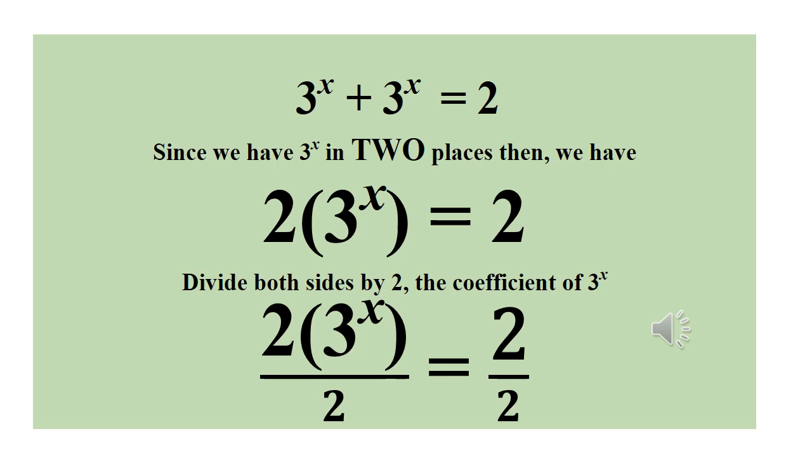Now for question number 2, which we have 3 raised to power x plus 3 raised to power x equals 2. So since we have 3 raised to power x in two places as well, we can use the 2 as the coefficient of 3 raised to power x. Then equals 2. So we have 2 into bracket 3 raised to power x equals 2. Then we divide both sides by 2, the coefficient of 3 raised to power x. Then we have 2 into bracket 3 raised to power x over 2 equals 2 over 2.